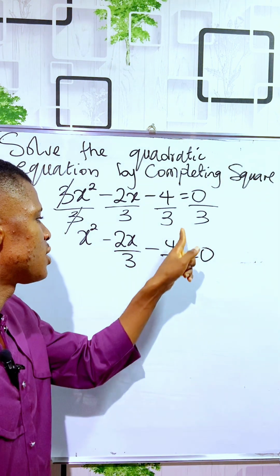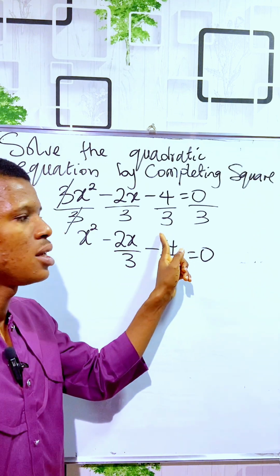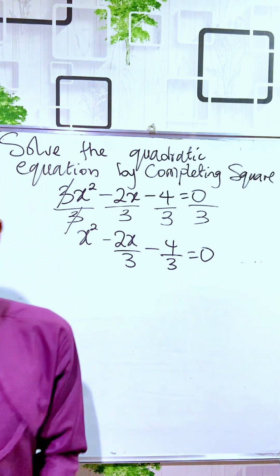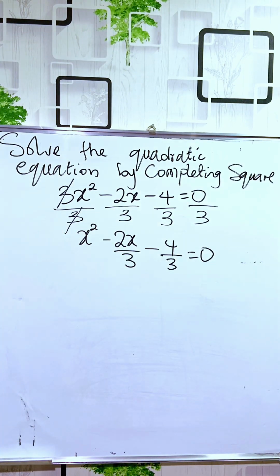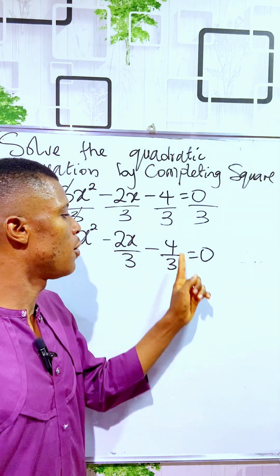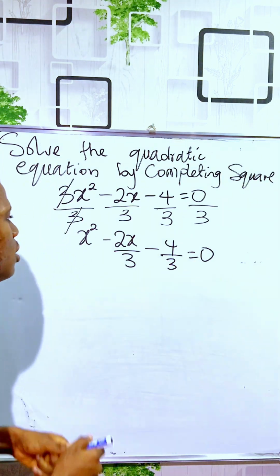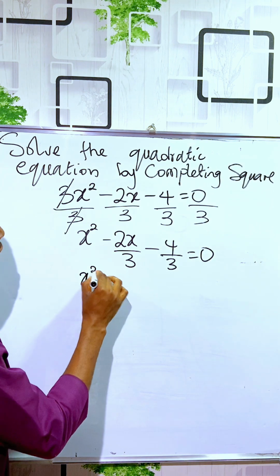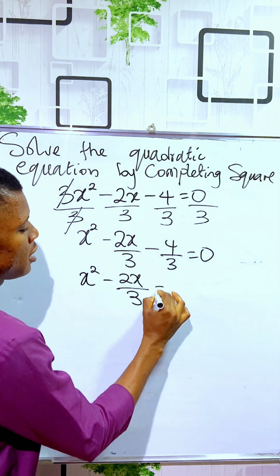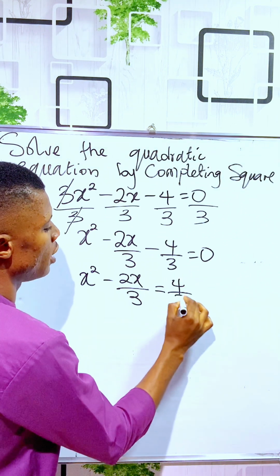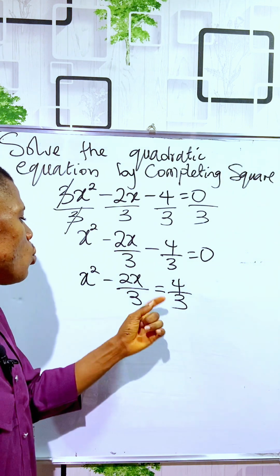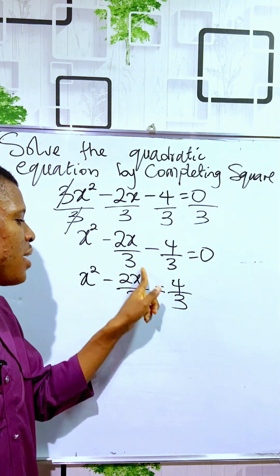Then the next step is to move the last term, which is c, to the other side of the equation. To do that, we add 4 over 3 to both sides. So we have x squared minus 2x over 3 is equal to 4 over 3. Then, since we've done that, we have to make this side a perfect square.